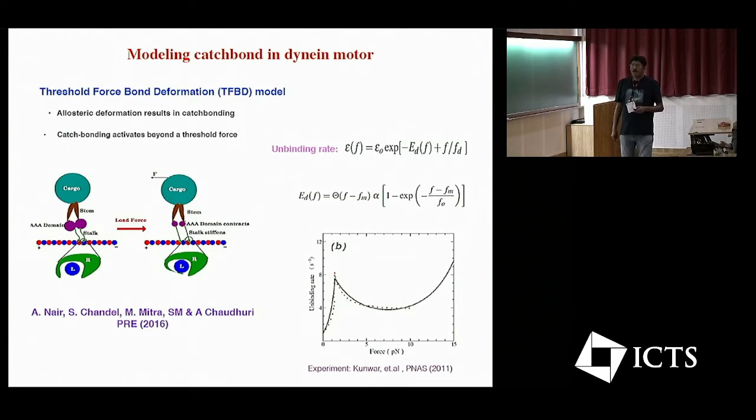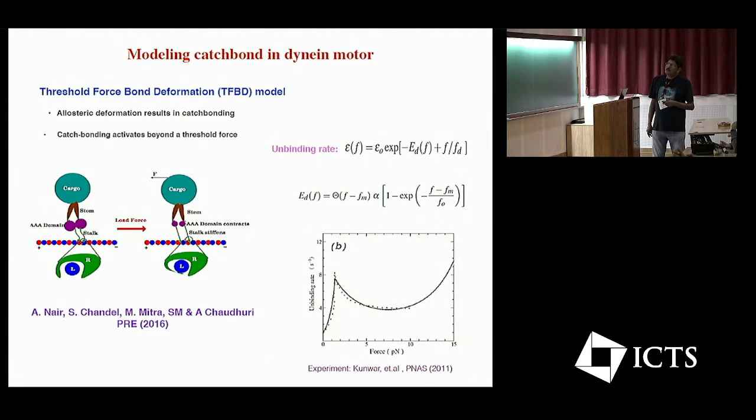So how do we model this catch bonding behavior in dynein and how can it be understood? We had in fact a couple of years back proposed this TFBD model. The main ingredient of this model is that here is a schematic of a microtubule filament, and here is this cargo, and when this dynein binds to this filament, if there is a load force applied, there is a contraction in this AAA domain, which essentially leads to stiffening of this stalk which attaches to the microtubule. That means the catch bond basically gets activated at some typical force scale, which we call FM. So this model has this bond deformation energy that the catch bond activates.